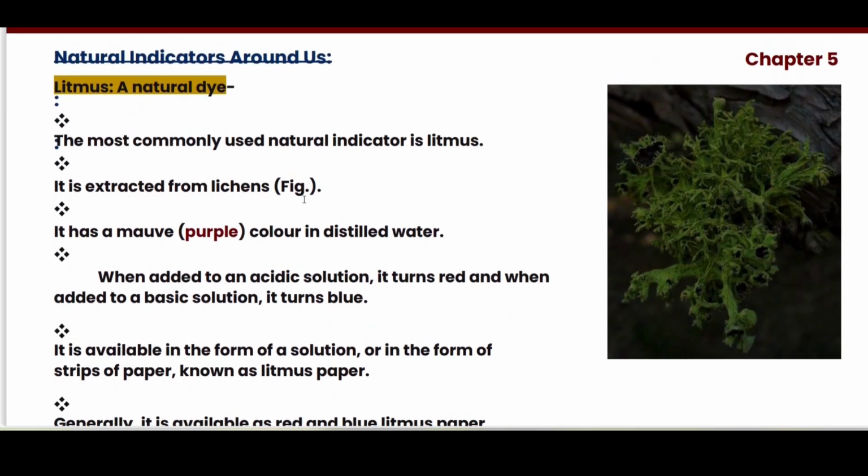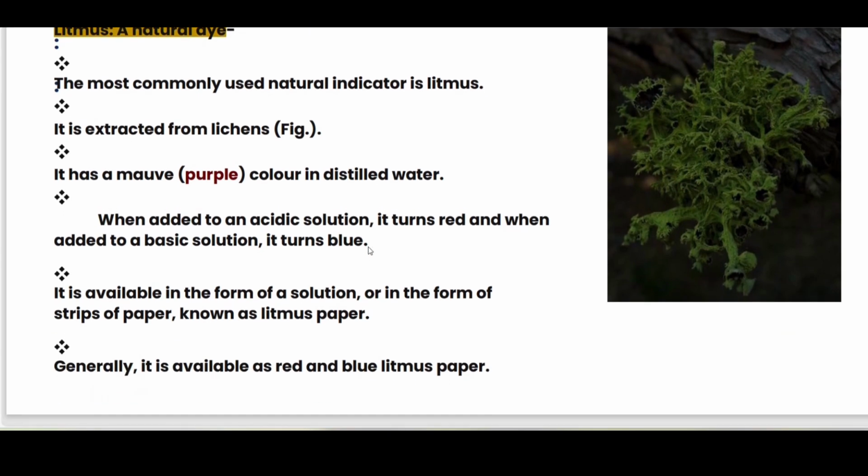Now here we will deal with natural indicators. What are the natural indicators around us? First is litmus, a natural dye, right? We use litmus to find whether the given solution is acid or base, and it is a natural dye. The most commonly used natural indicator is litmus. It is extracted from lichen. Where is it extracted from? Lichen. This you can see in the figure. It is a mauve purple color in distilled water. What does it give? Purple color.